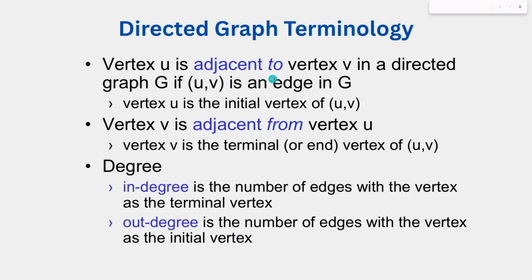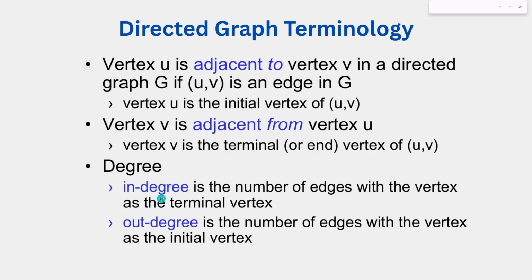So, here we need to be careful about the terms. It is adjacent to. Whenever we say adjacent to, we are supposed to mention the start vertex, and we have another term called adjacent from. Whenever we say adjacent from, it means we are mentioning the terminal vertex or the end vertex. So, we say that vertex v is adjacent from u, where u is the starting vertex and v is the terminal or end vertex.